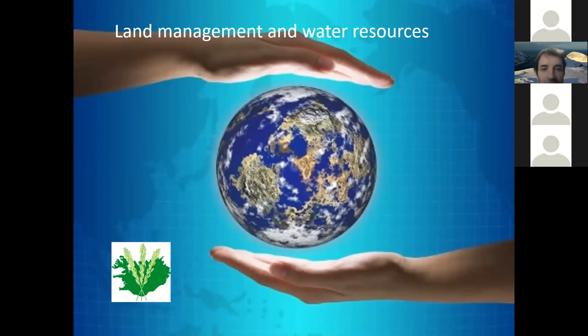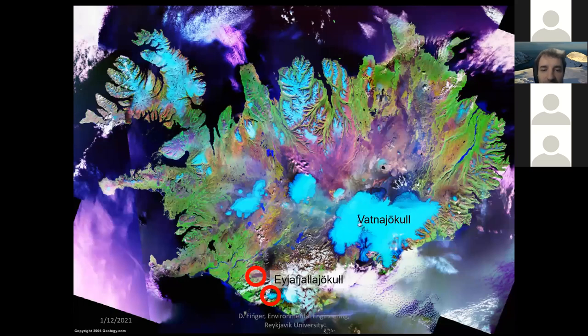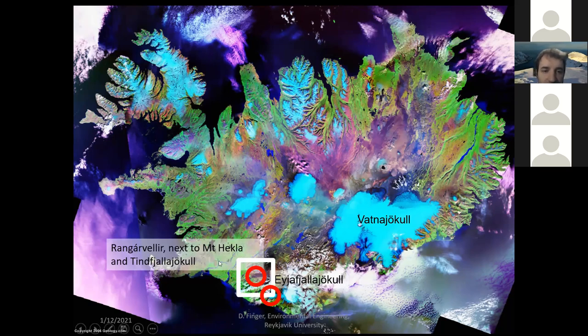Of course, during summertime, the snow has gone. So we're also looking at land management and water resources. So this goes into the nexus between land management, water resources, food production, energy production, and the environment, which is in principle a key challenge that we have to address in regard to climate change, simply because there's a strong nexus between the different sectors. We have a case study in Iceland located close to Eyjafjallajökull in southern Iceland, close to the Rangárvellir, which is a municipality in southern Iceland.